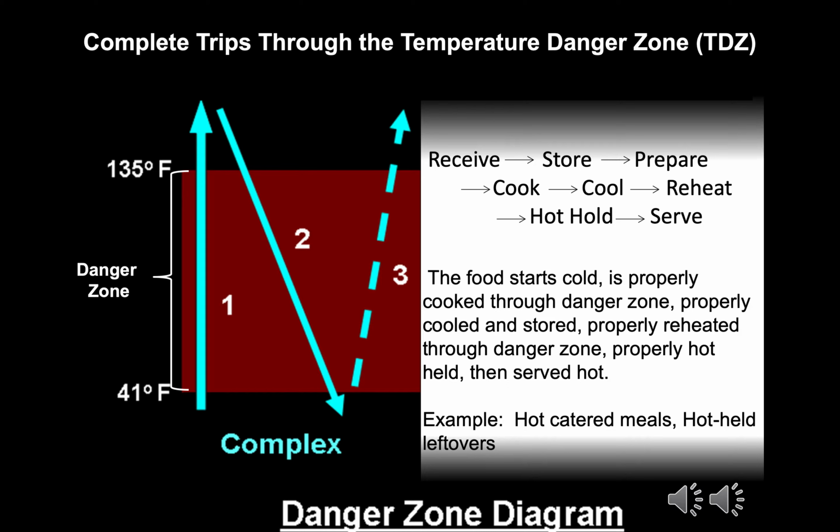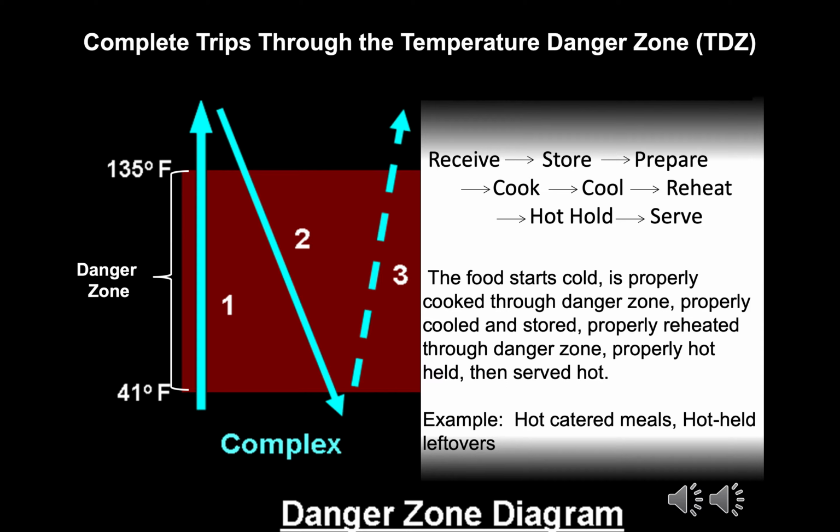In the complex process, we have catered meals or hot-held leftovers. In this example, the food starts cold at 41 degrees Fahrenheit or less. The food is then cooked through the danger zone to its appropriate internal temperature. The food is properly cooled and stored, which means the food will go from 135 degrees hot holding temperature to the 70 degrees within a 2-hour maximum, and then from 70 degrees to 41 degrees or below with an additional 4-hour maximum. After the food is stored in cold holding, the food will be reheated through the danger zone to 165 degrees Fahrenheit in under 2 hours, and then hot held at 135 degrees Fahrenheit and served hot.